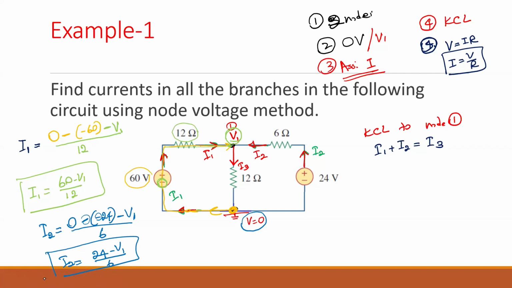But if you look at I3, where is it starting from? Yes, it is starting from V1. So you're starting from V1 and minusing all the voltages. You don't have any voltage source. So V1 minus zero, finishing at 0, divided by 12. Makes sense? So I3 is V1 over 12. Are we good?